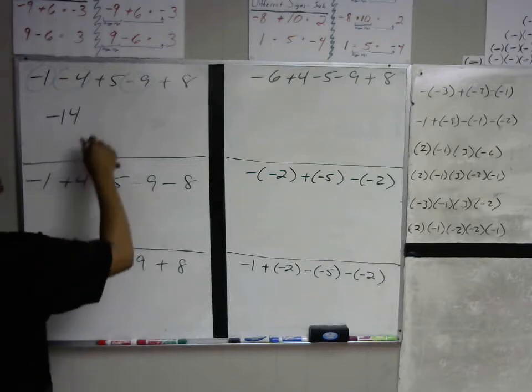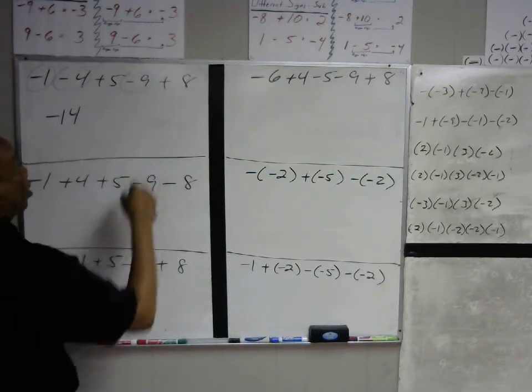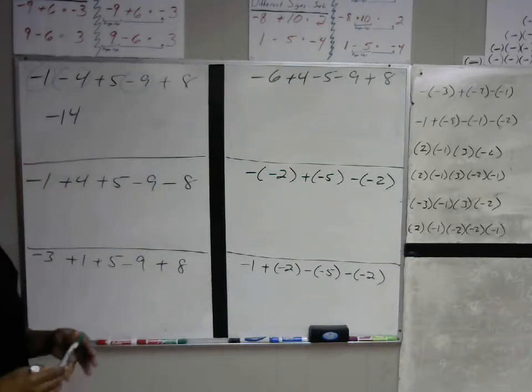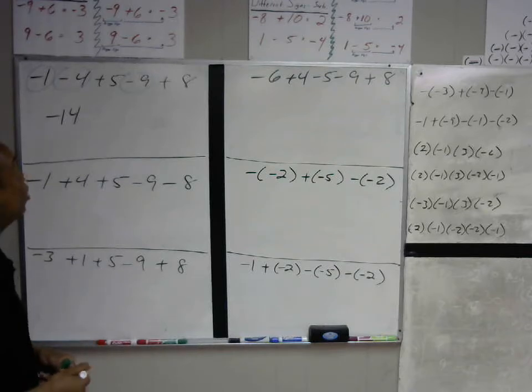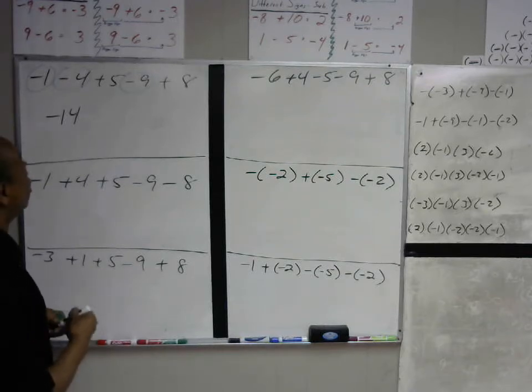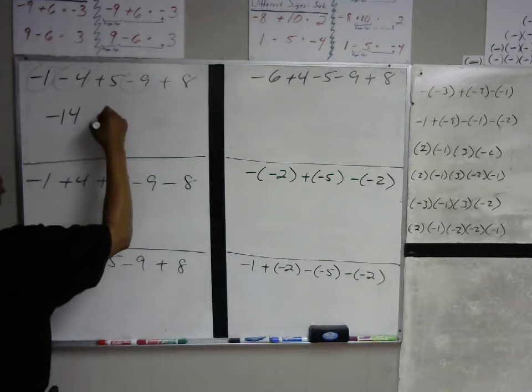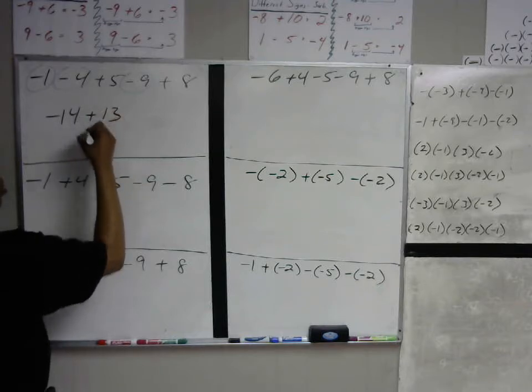Now, what's left is a +5 and a +8. Those are same signs, so we add. So 5 and 8 make 13. So we'll put the 13 here, and that's a +13.